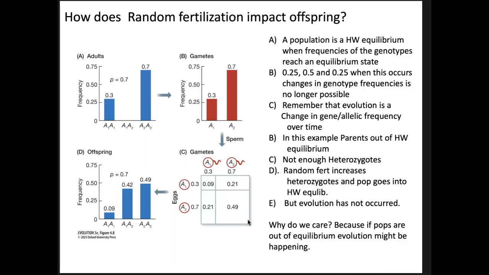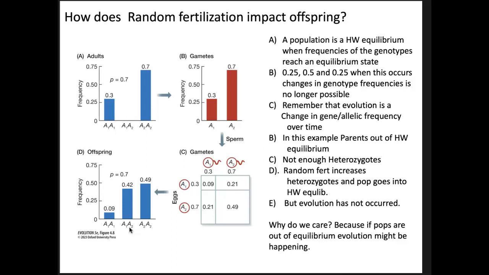So another interesting fact here is that even though within the second generation the population goes back into Hardy-Weinberg equilibrium, if we break it down and go into the allelic frequencies, even though we've got the creation of heterozygotes, evolution did not occur, because we went back to basically the exact same percentage of the alleles, 0.3 and 0.7. Just the distribution of them changed. So it wasn't a change in gene frequency.